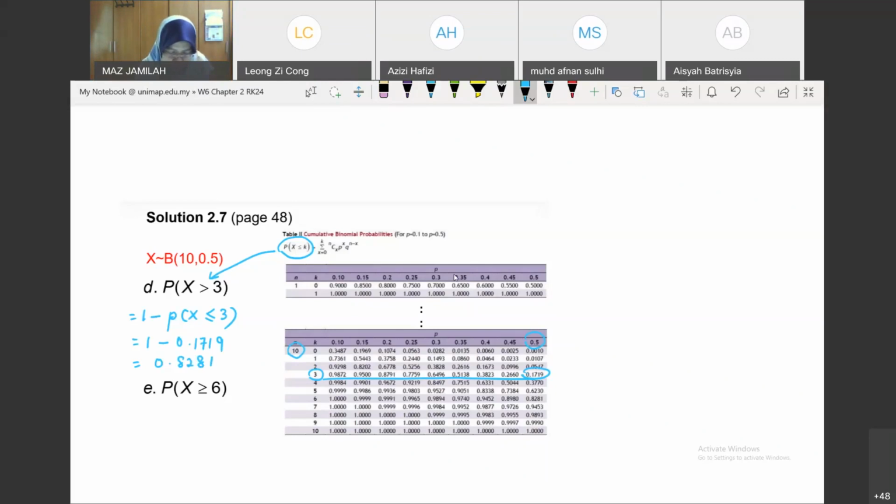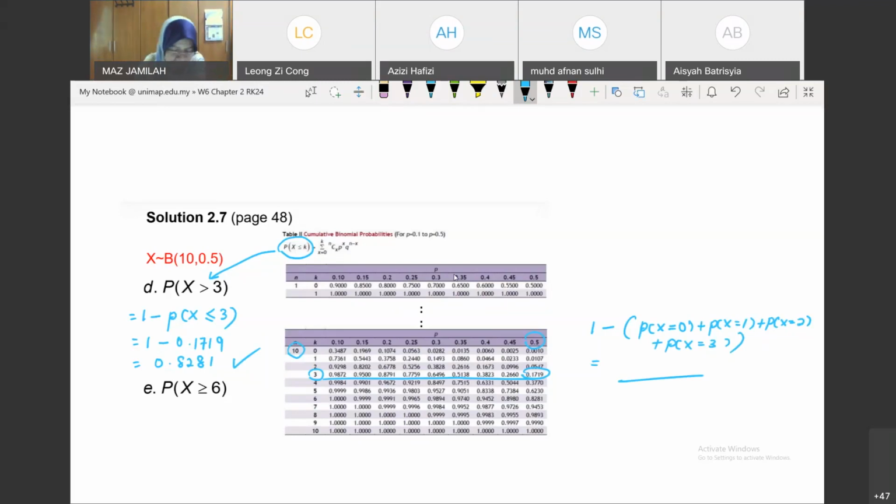If you want to check, you can find 1 minus the sum of P(X = 0) plus P(X = 1) plus P(X = 2) plus P(X = 3). Check whether you get the same answer, but of course you're wasting your time because everything has been simplified for you. Just use the defined phrases in order to get the probability value.